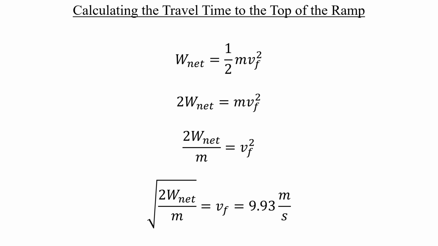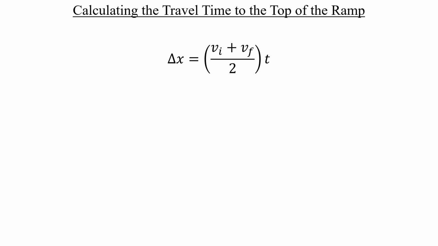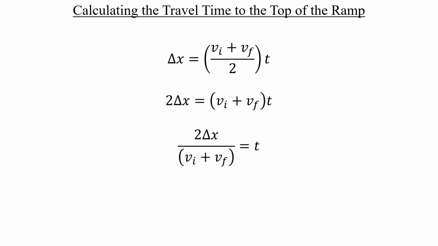But what we want is the time it takes to get to the top, not how fast it's moving once it gets there. So is this result even useful? Well, actually, yes, it is. We can use that final speed in conjunction with the following kinematic equation to solve for the time. Multiply by 2, then divide by the velocity sum in the parentheses on both sides, like this.